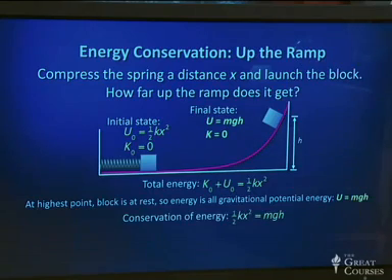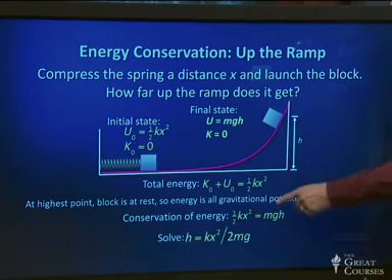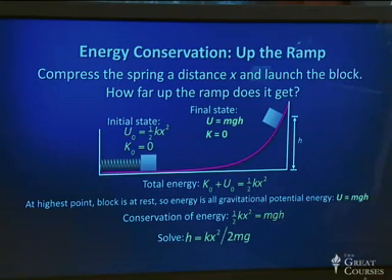So all I need to do now is apply conservation of energy and equate the initial energy to the final energy. And that's an equation in one unknown. The unknown is h. How high up the ramp does it get? I can solve by dividing by mg, and I'm going to get kx squared over 2mg for the height. That's how far up the ramp it will go.